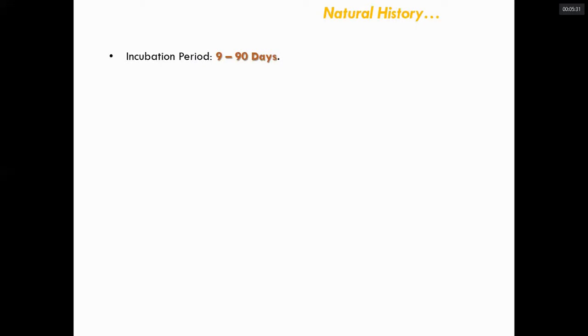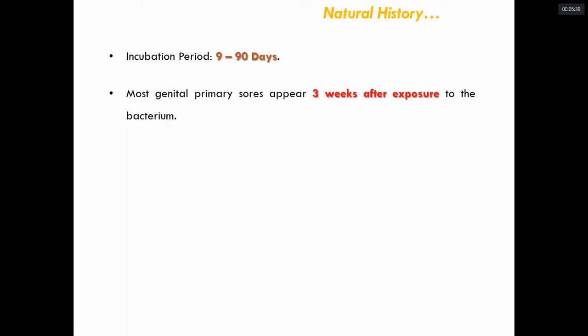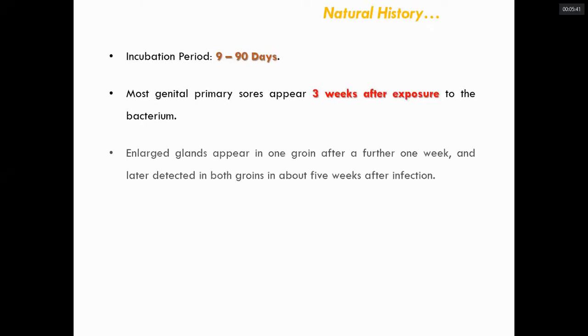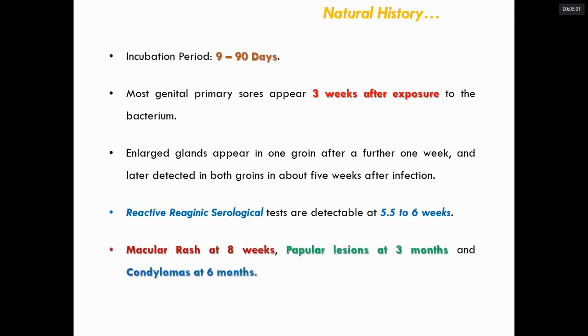Now the incubation period of syphilis is 9 to 90 days. And mostly the genital primary sore appears 3 weeks after exposure to the bacterium. And the enlarged glands appear in one groin after a further 1 week, that is the 4th week, and in both groins by 5 weeks after infection. And serological tests are reactive at 5.5 to 6 weeks. Macular rash appears at 8 weeks, papular at 3 months, and condylomas at 6 months.